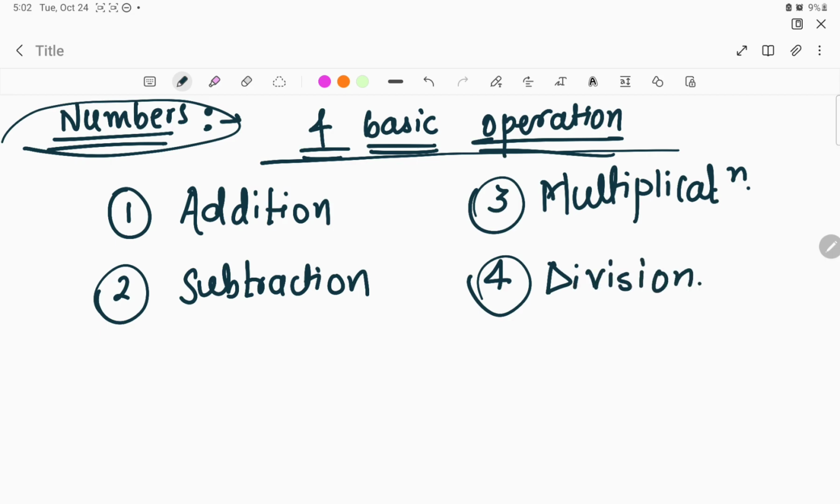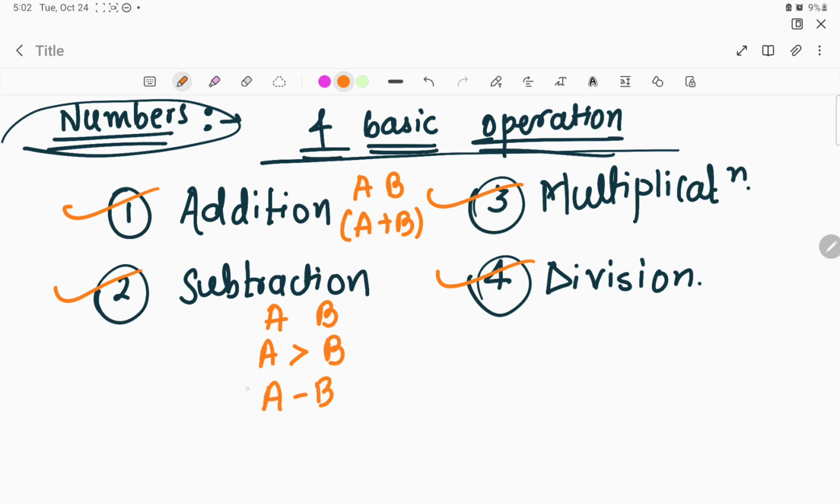Excluding these four basic operations, there are some other operations like involution and evolution of numbers, but this is not much important. From our exam point of view, these four operations are important. We know about the addition operation. For example, we have two numbers, a and b. In addition, what we do is a plus b. In subtraction, if we have two numbers a and b, and a is greater than b, then a minus b is the subtraction operation. In multiplication, we are multiplying these two numbers, and in division, we are dividing the bigger number by the smaller number. We know about this.